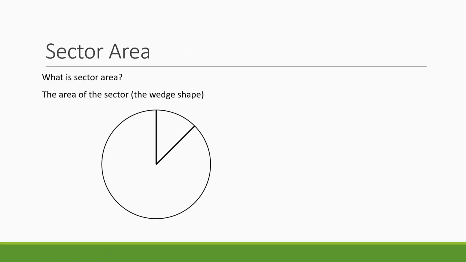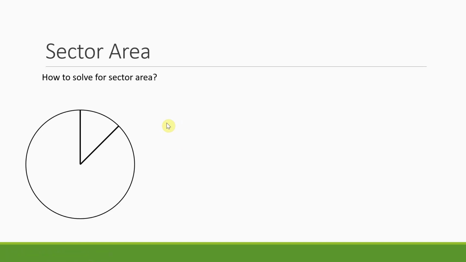So let's start out with sector area, just saying what is it? A sector is just this kind of a wedge inside of a circle. So sector area is just the area of this wedge shape. You can think of it kind of like a cheese slice in a cheese wheel, or a pizza slice in a big pizza. But this little wedge here is the sector. So sector area is its area.